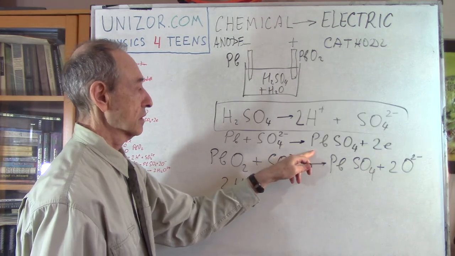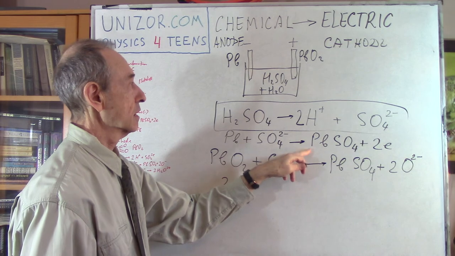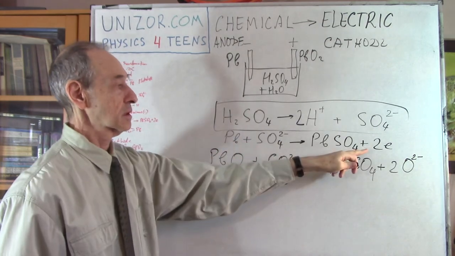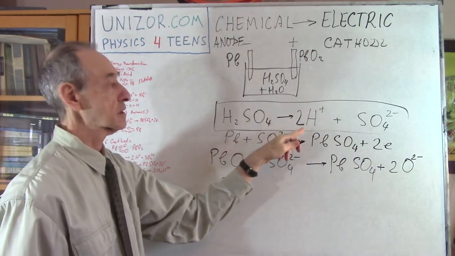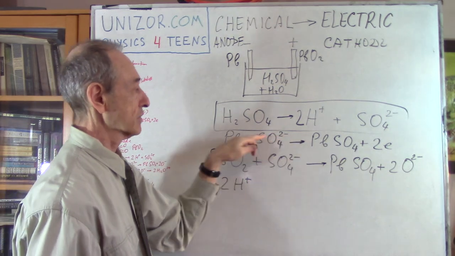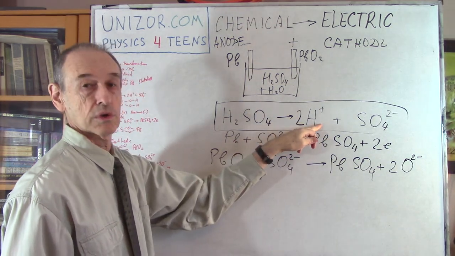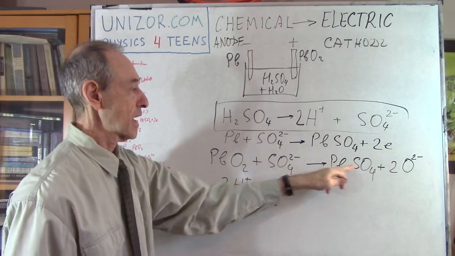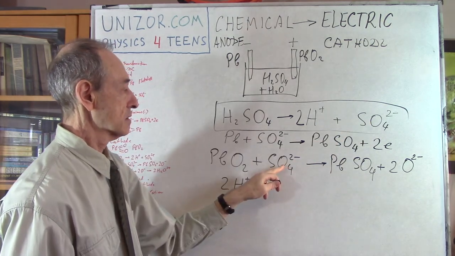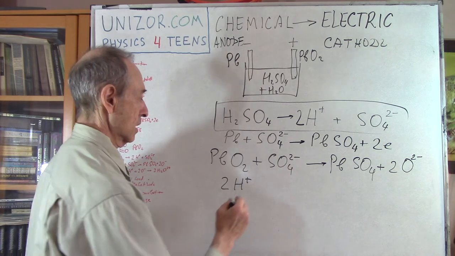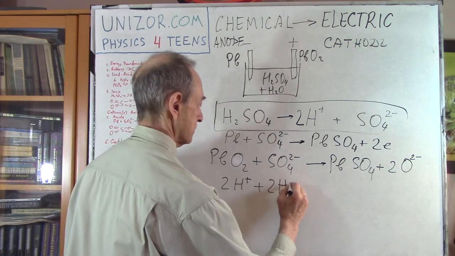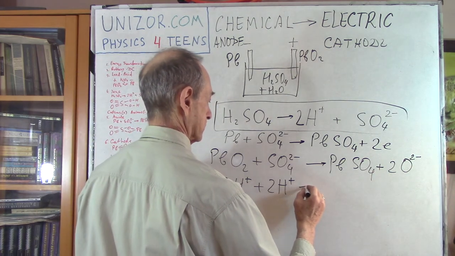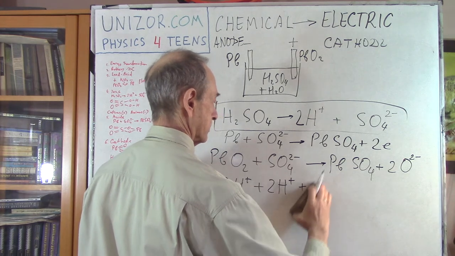We still have 2H+ from the reaction on this side, because we didn't really use it here. So it's still somewhere in the electrolyte. So this electrolyte, after this reaction, has two ions of hydrogen. And this reaction also takes only this part, and there are two ions. So we have this plus this. And we have these guys, two of them.